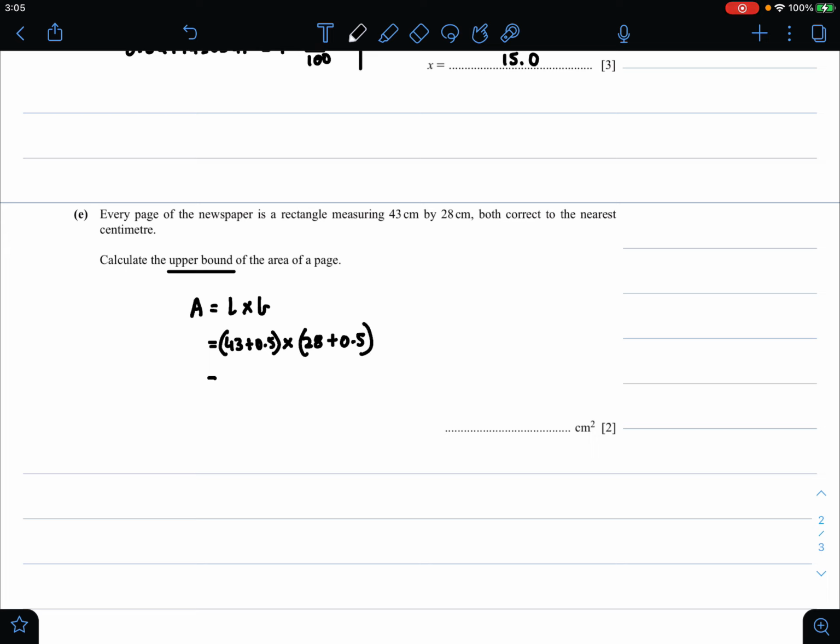So now all we need to do is input this in your calculator. So 43 plus 0.5, which is 43.5, multiplied by 28 plus 0.5, which is 28.5. So 43.5 multiplied by 28.5 is equal to 1239.75, and therefore you can give this as your final answer. You don't need to round this off. So your final answer for part E of this question would be 1239.75 centimeters squared.